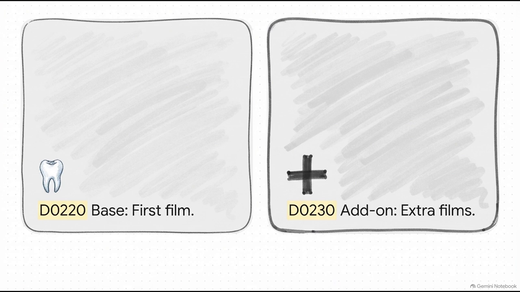On the flip side, D0230 is strictly an add-on code. You can literally never bill D0230 by itself. It always has to be billed in addition to D0220 for any extra periapical films taken on that same date of service. Honestly, mixing up this base versus add-on hierarchy is basically a guaranteed way to trigger an instant claim denial, so definitely watch out for that.